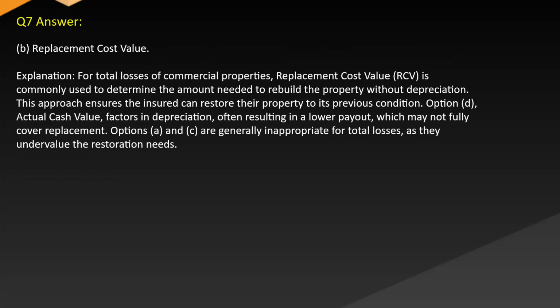Answer. B. Replacement cost value. Explanation. For total losses of commercial properties, replacement cost value (RCV) is commonly used to determine the amount needed to rebuild the property without depreciation. This approach ensures the insured can restore their property to its previous condition. Option D, actual cash value, factors in depreciation, often resulting in a lower payout which may not fully cover replacement. Options A and C are generally inappropriate for total losses as they undervalue the restoration needs.